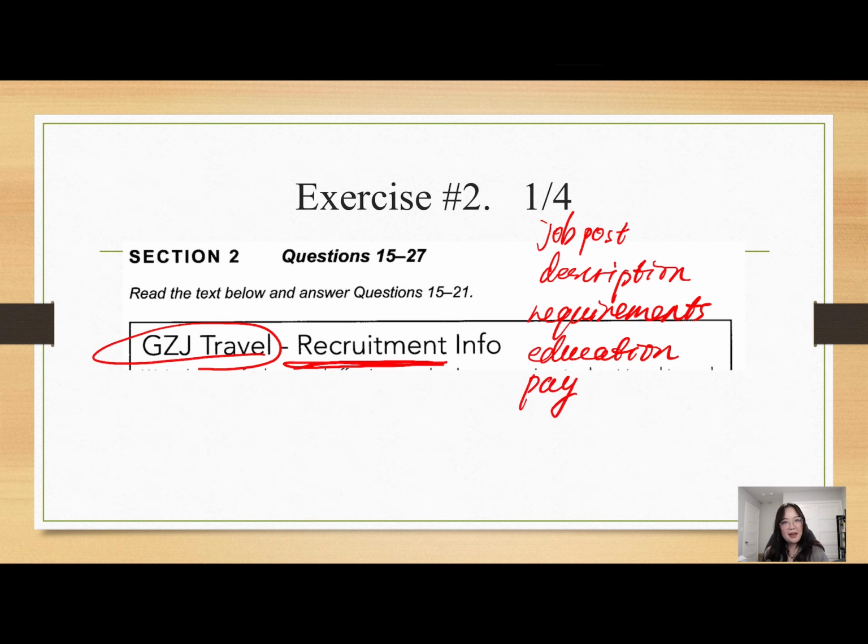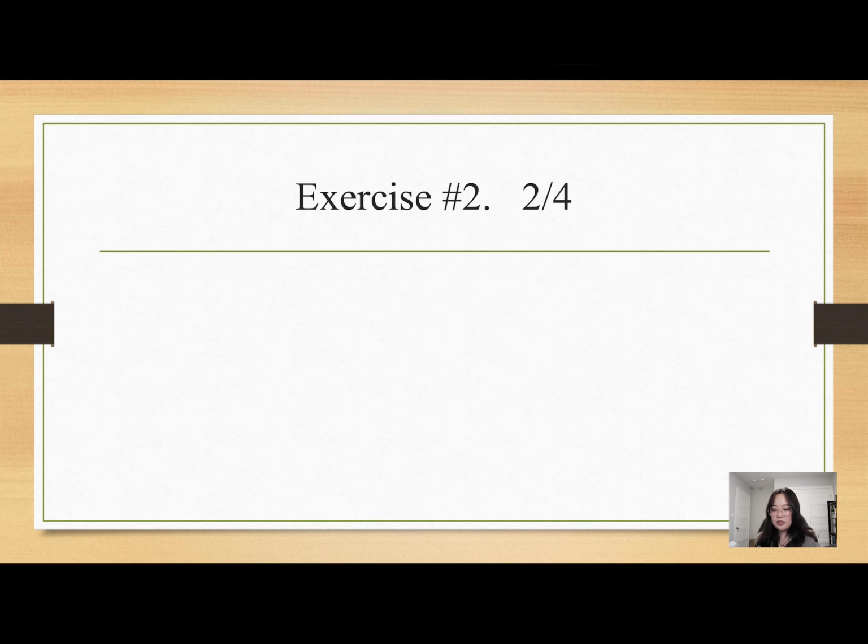How much does it pay? You know, whether it's a full-time job or a part-time job. Those are the information usually appearing on the job recruiting information. So after reading the title, you will have a general idea of what this text is talking about and what information there may be. Now let's look at the full text.